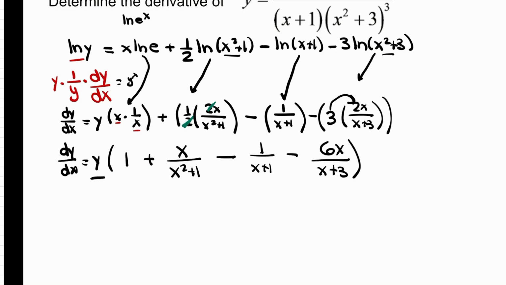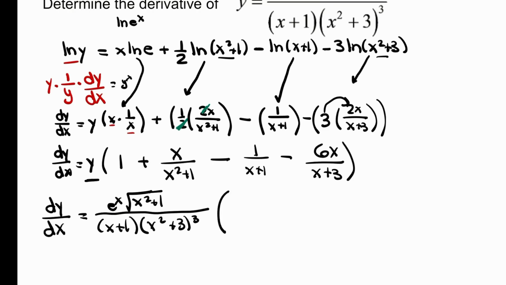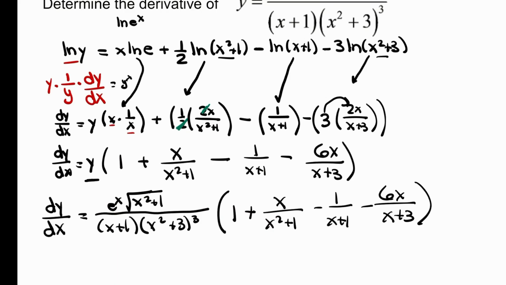Now we're going to fill our original function back in there. So our derivative of dy as it relates to dx, or the derivative of this function, is going to be equal to e to the x root of x squared plus 1 all over x plus 1 times x squared plus 3 to the power of 3, times 1 plus x over x squared plus 1 minus 1 over x plus 1 minus 6x over x squared plus 3.